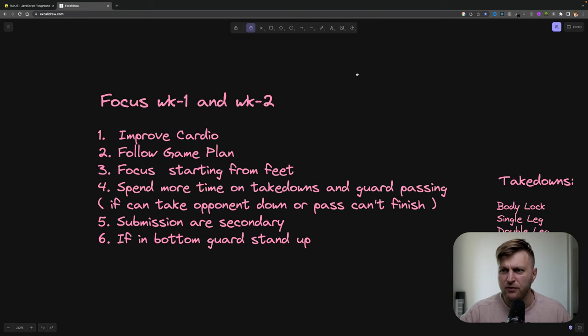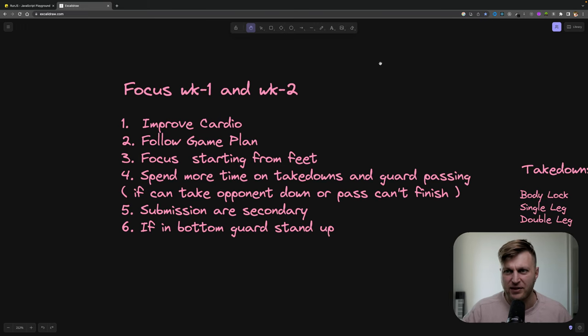The idea for me, especially for the first and second week, is definitely to improve my cardio. My cardio sucks. I get tired just by sitting down. So working on improving my cardio is really important. I also wanted to make sure that when I come to class, I don't randomly do things, but follow a game plan that I'll share with you. The basic idea is to focus on starting from our feet. Why? Because going for grappling will work my cardio for sure, and that's a plus for me.